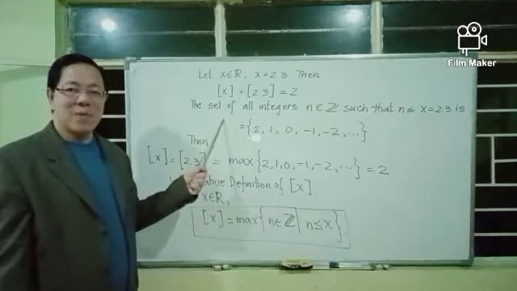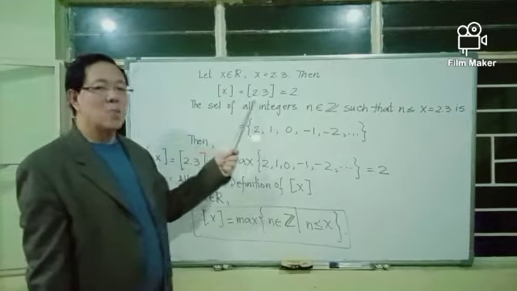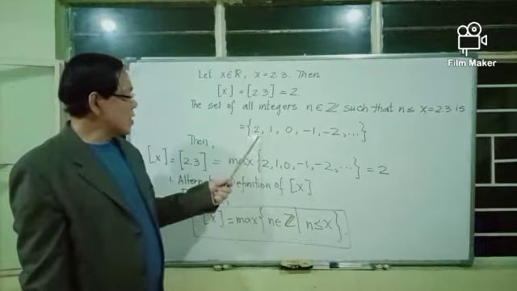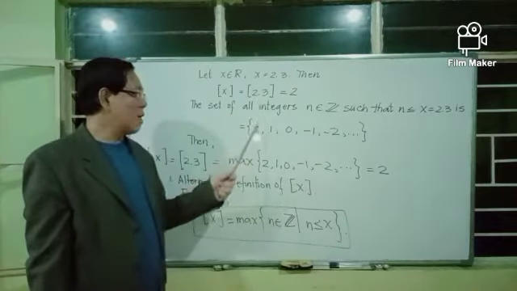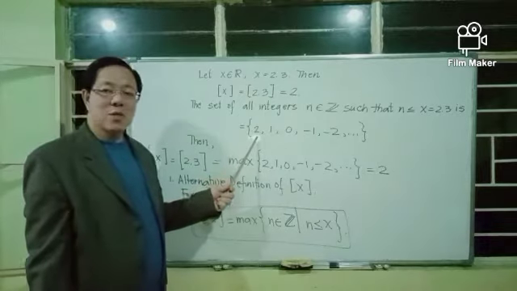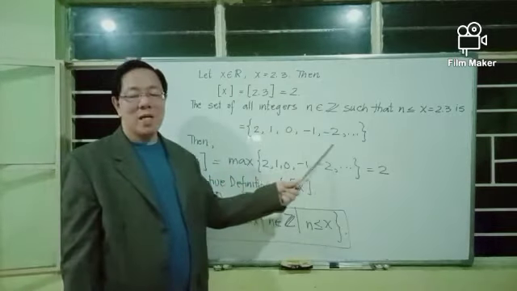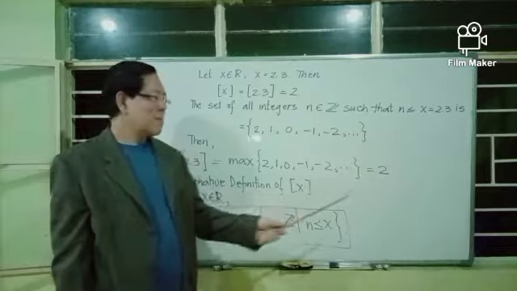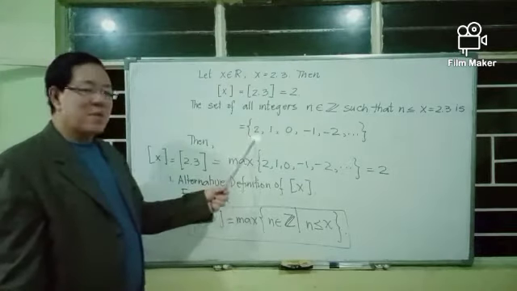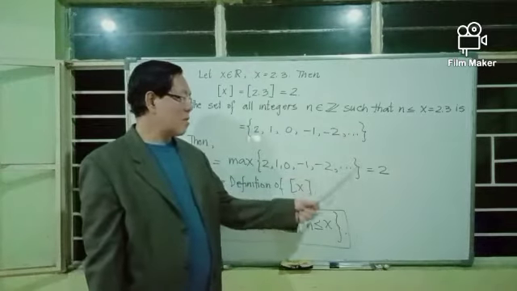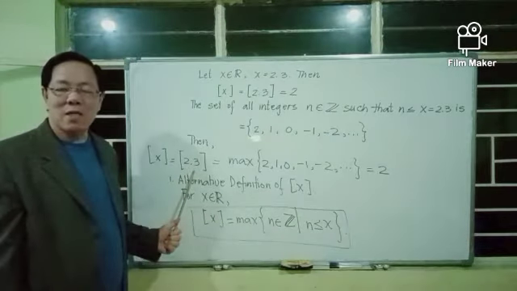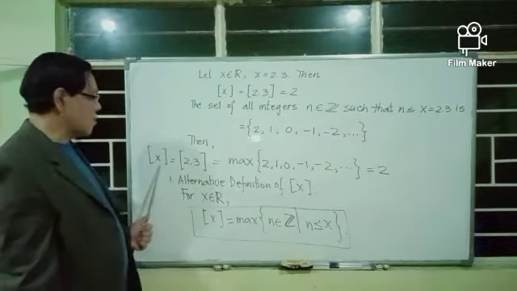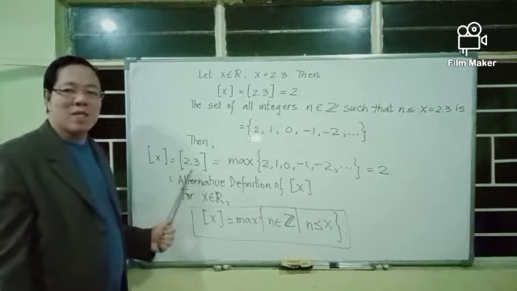And this is a particular example when x is 2.3. We enumerate all the integers that are less than or equal to 2.3. So we have the integers 2, 1, 0, negative 1, negative 2, up to negative infinity. And when we take the maximum of this set, the largest element, which is 2, we get the floor of 2.3, or the greatest integer function of x when x is 2.3.